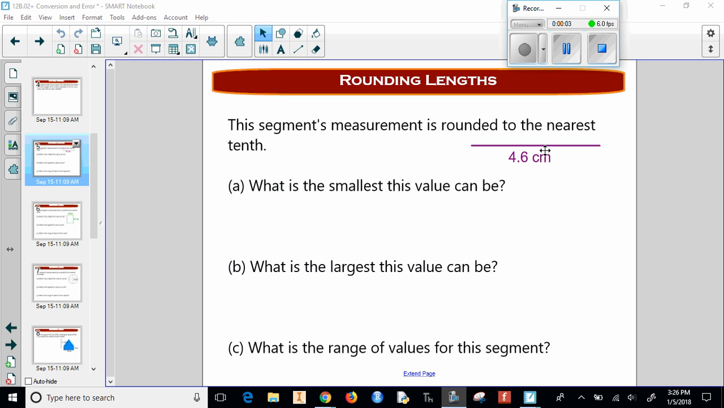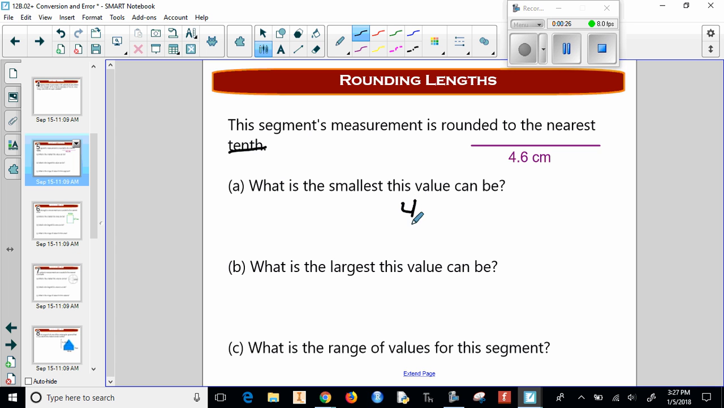Hello, today we're going to talk about error and what happens to error when we round lengths. So first off, if we take this measurement here, and I say it's rounded to the nearest tenth, so this is the tenth, the first decimal place, what's the smallest this length can actually be if we rounded it to 4.6?